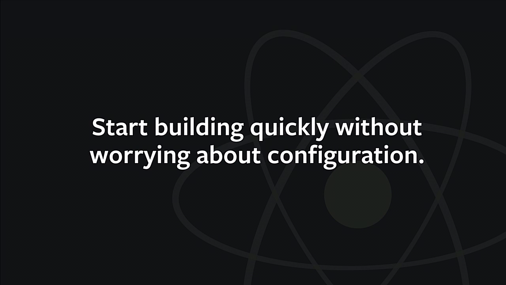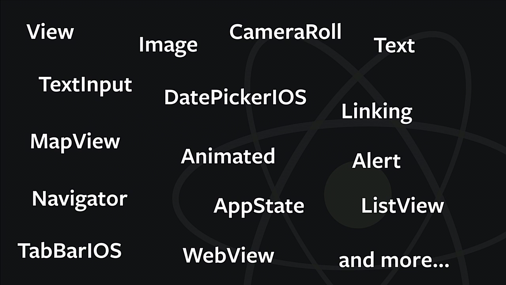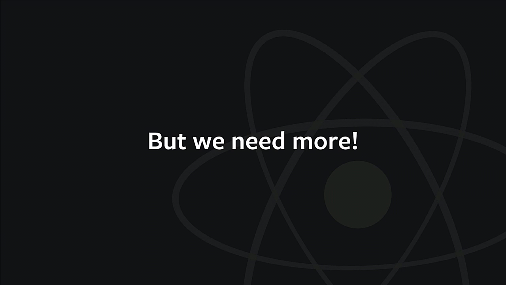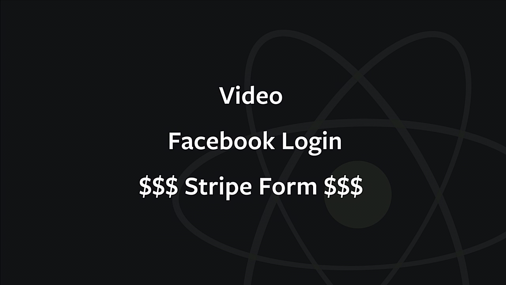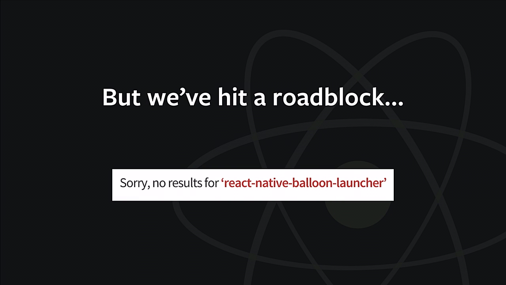All this great stuff is built right in, out of the box, to make you insanely productive, so you can start building without worrying about configuration. In addition, you have all these components and APIs that allow you to just jump right in and start building your app. But eventually, we're going to need more. That's not really a problem. We go to NPM. There's a ton of packages already to help us out. Things like video, Facebook login, a Stripe form, they're all there for us to use. But because React Native is still young, we're probably going to hit a point where we want to build something that no one else has done yet.